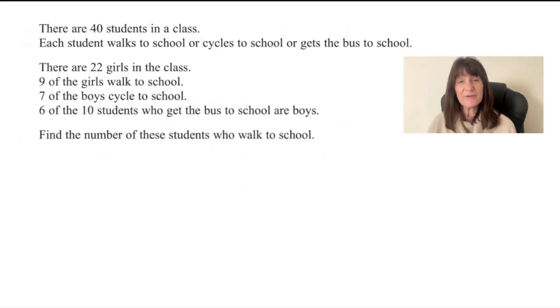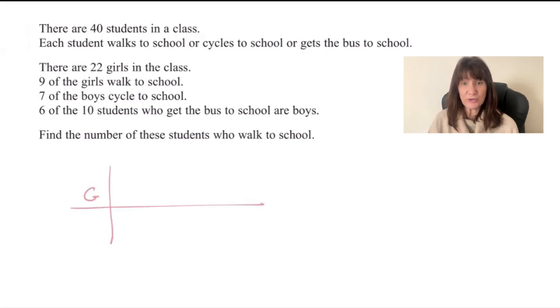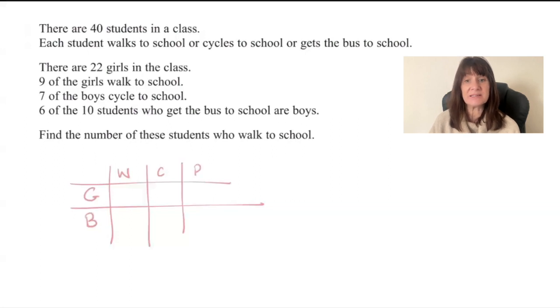So there are a couple of ways that you can actually do this question. An alternative way I have done at the end. For the main talk through, you can see I'm setting up a two-way table. I've got girls and boys in the problem, and then we're either walking, cycling, or getting the bus to school.